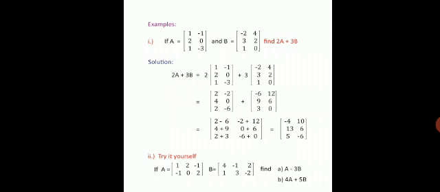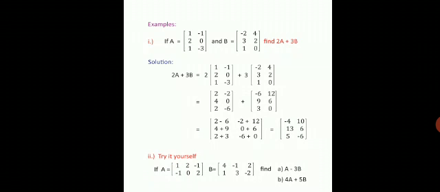2 ones are 2, 2 into minus 1 is minus 2, 2 twos are 4, 2 zeros are 0, 2 ones are 2. There is a minus 3, so 2 into minus 3 is minus 6. Plus, multiply matrix B by 3, we get 3 into minus 2 is minus 6, 3 fours are 12, 3 threes are 9, 3 twos are 6, 3 ones are 3, 3 zeros are 0.